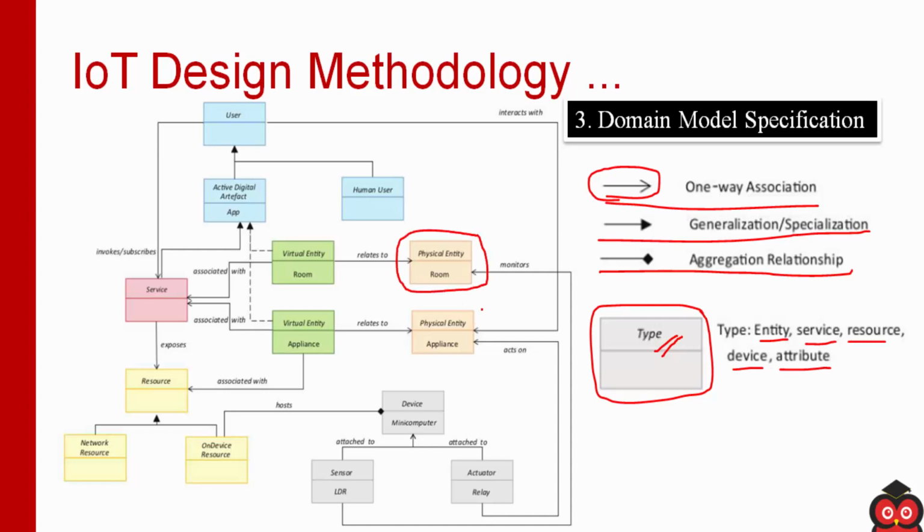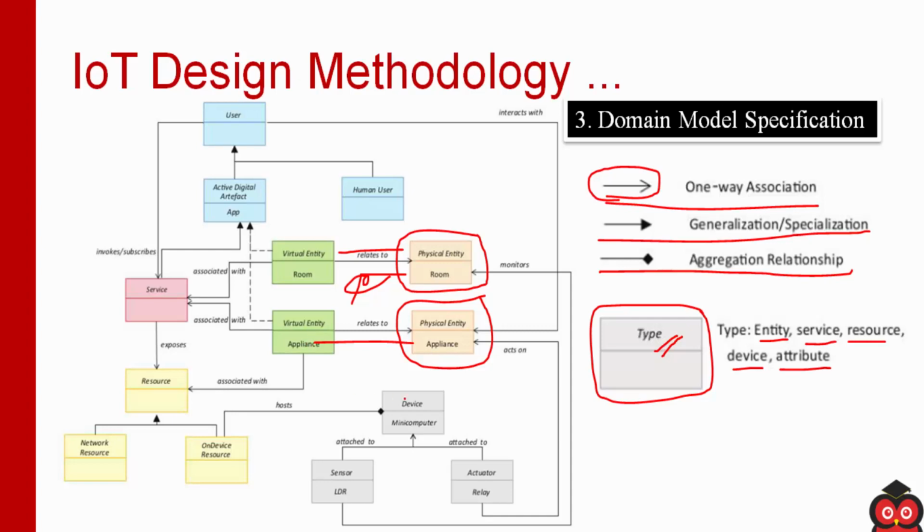One is room and another one is appliance, that is the light bulb. So we have two physical entities, room and appliance. For every physical entity there is one virtual entity. So for room we have virtual room, and for physical appliance we have virtual appliance, right?